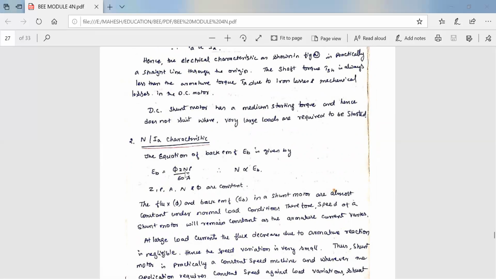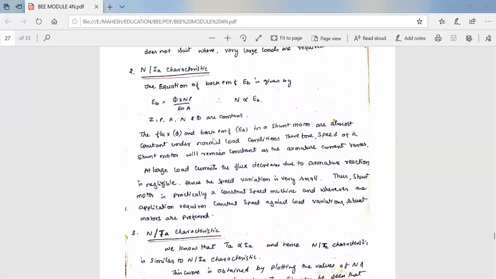When I consider the back EMF, on considering the design parameters as constant, we can see that the speed is proportional to the back EMF. And as I told, the flux will remain practically constant in a shunt motor. The flux and back EMF in a shunt motor are almost constant under normal load conditions. Therefore the speed of the shunt motor will remain constant as the armature current varies.